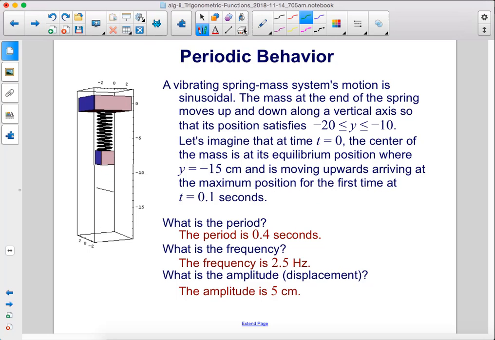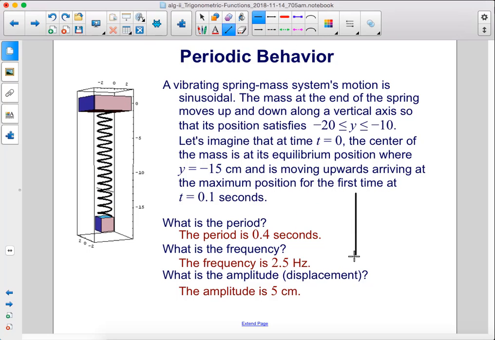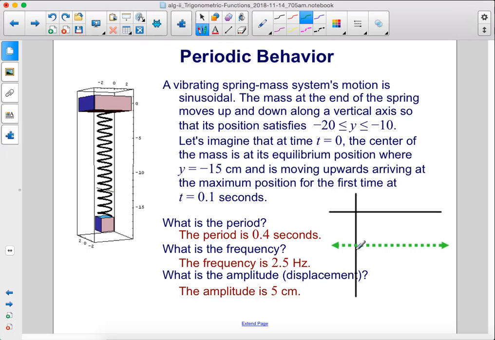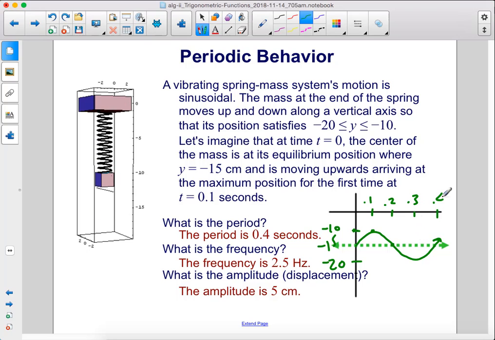All right, let's draw out what this looks like. So we have our x-axis, but the midline that we're dealing with is below the x-axis, so it's down here somewhere. I'm going to elongate this. All right, so this midline is at -15, and the maximum is at -10, and the minimum is at -20. The maximum position is at t equals 0.1 seconds. So this is 0.1, this is the maximum. So it goes like this, and then like this. So this point here would be at 0.2, this point is at 0.3, and that point is at 0.4 seconds.